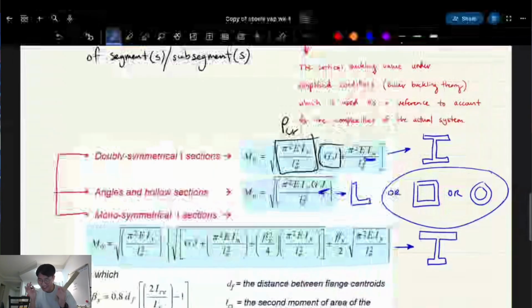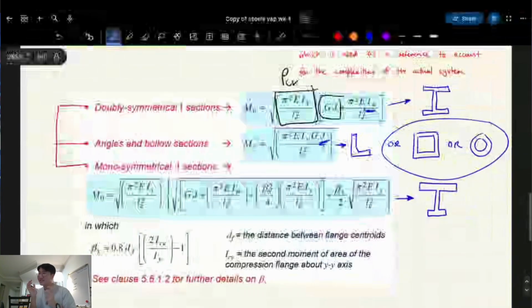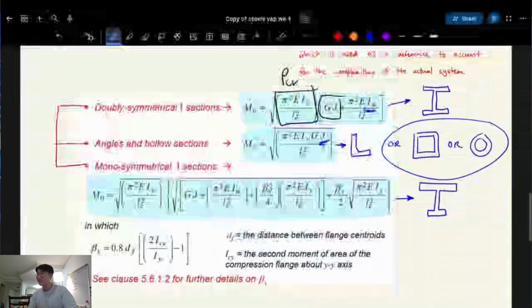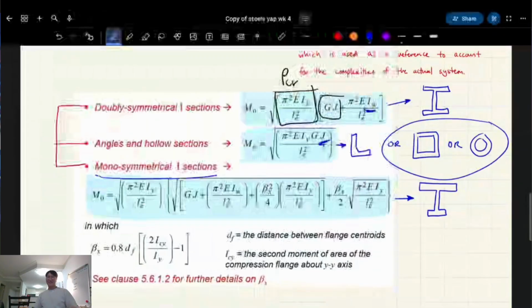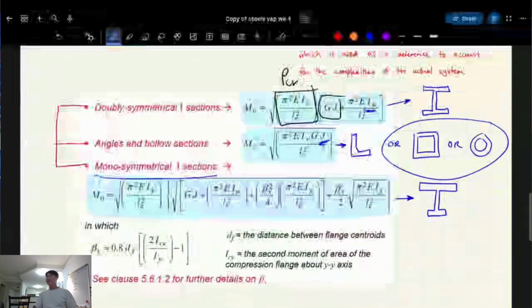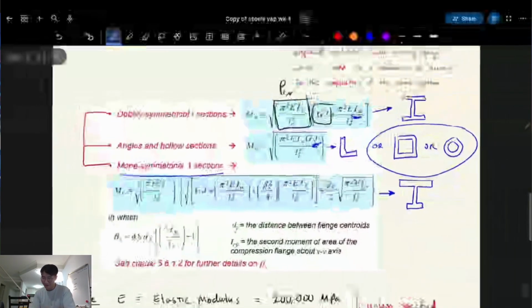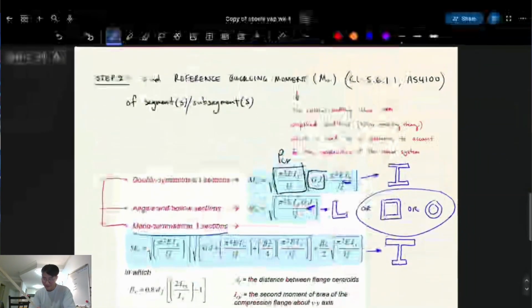But I don't think you understand, because the assignment that Brian did for last year's cohort for the flexure part was a monosymmetric I section, custom shape. So like the bottom one. The bottom formula. Do you see how awful that is? And you have to figure out J and IW based on the appendix of the standards. I don't give it to you. No. Oh my goodness. It's the most awful thing you can possibly imagine, just to calculate the reference buckling moment, right?